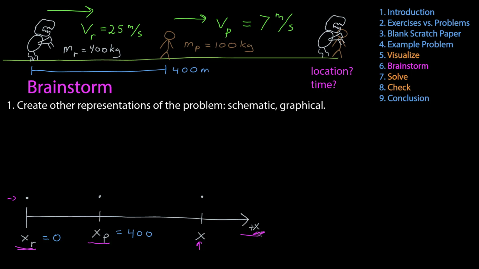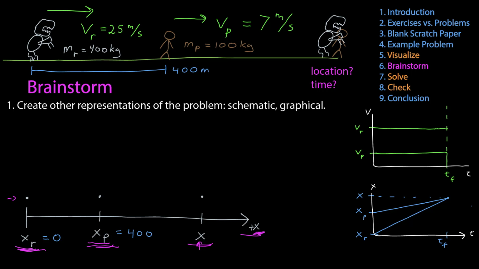Remember, when you use notation, never read your notation. Always read what the notation means. I would not read this as x sub r, x sub p, or x. I write it that way, but I read initial position of the raptor, initial position of the professor, and the final position of both. That's a schematic representation.